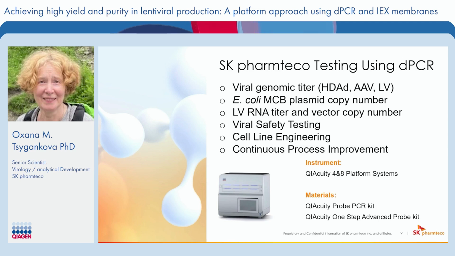dPCR is an established method in the testing analytical development department. It's used for numerous purposes, including the determination of viral genomic titer, E. coli plasmid copy number, RNA titer, and vector copy number for lentivirus-based vectors. We employ the QIAcuity platform system for dPCR and RT-PCR. It's a reliable and widely used instrument from QIAGEN. We also buy QIAGEN materials to use along with it.